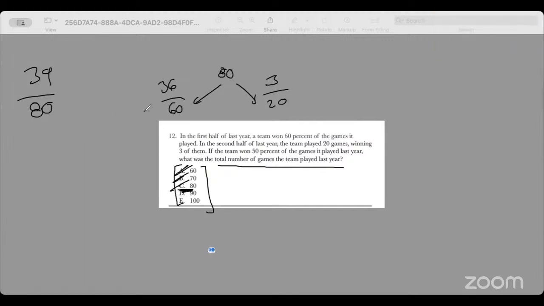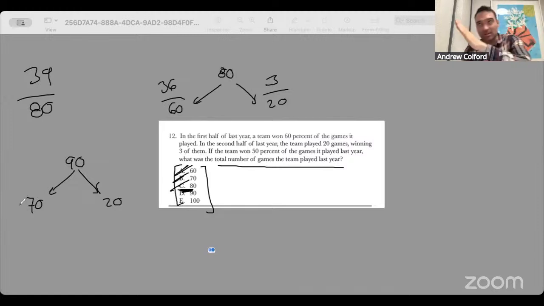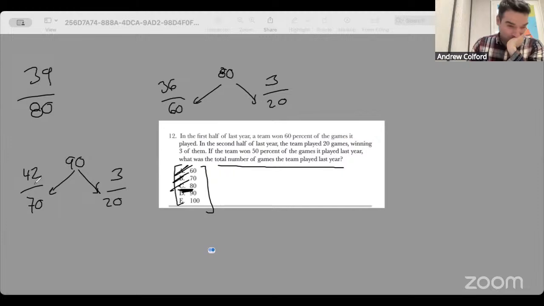Yeah. So then I go to 90 and I say, all right, well, with 90, I played 20 in the first part of the year, 70 in the second part of the year. Or sorry, 20 in the second part, 70 in the first part. I won 3 of these. I won 60% of these, which is 42. And that's 45 out of 90. And that gets me what I want.